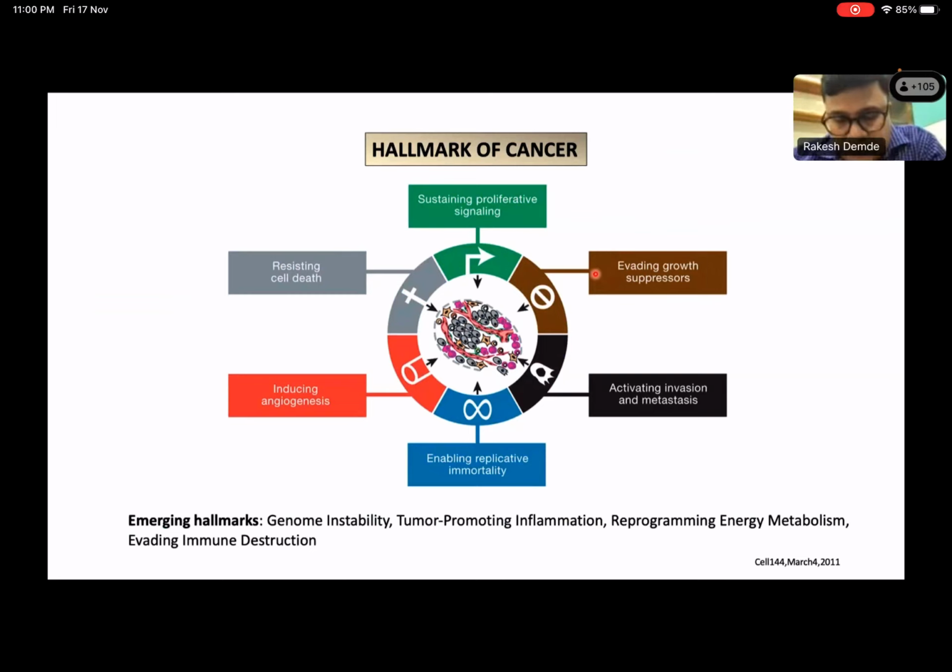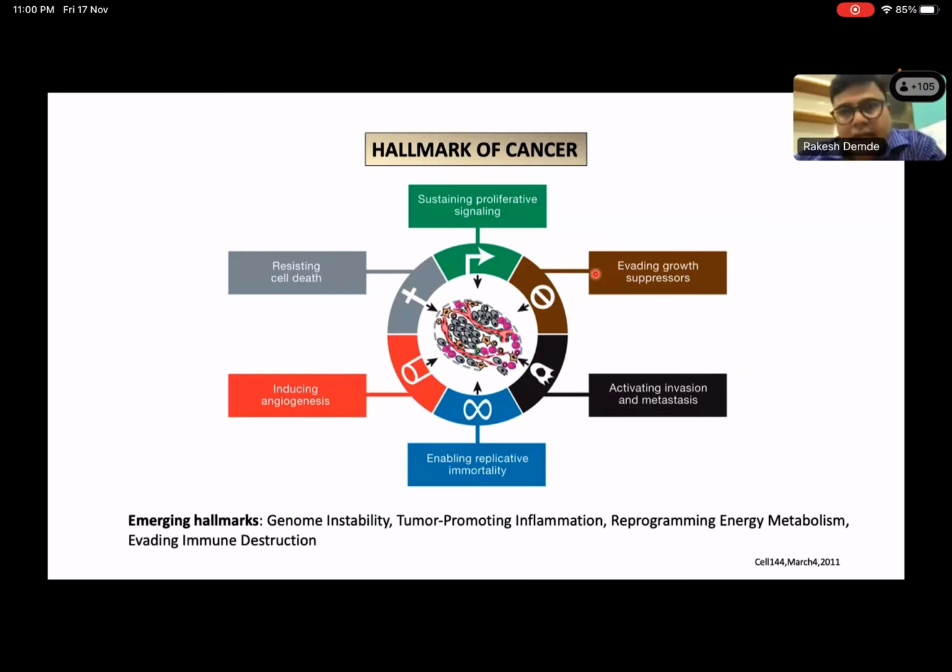Now we will discuss something about the hallmarks of cancer. There are 6 hallmarks which we all know, and there are emerging hallmarks like genome instability, tumor promoting inflammation, and the hallmark associated with energy metabolism, and the hallmark associated with how immune destruction can be evaded. So these hallmarks of cancers are also associated with molecular alteration.